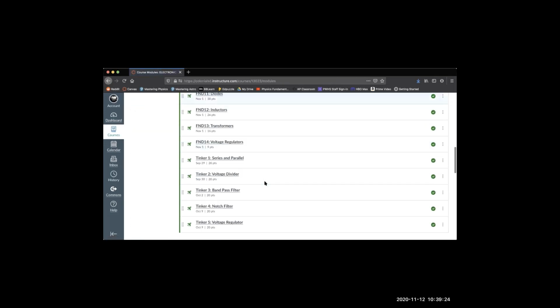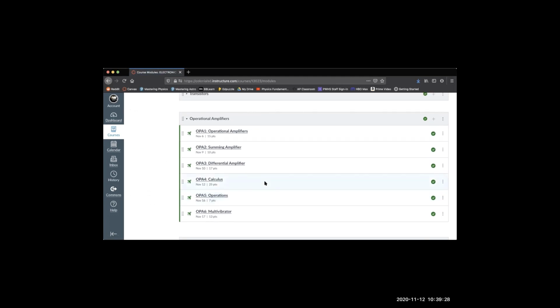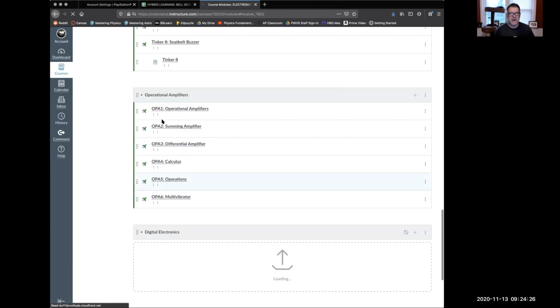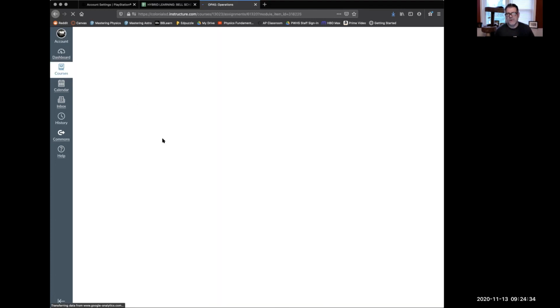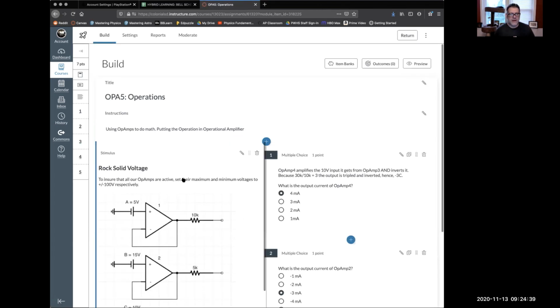That is the end of operational amplifiers 1, 2, 3, and 4. So tomorrow we meet for half an hour, and I can finish off this video by doing operational amplifiers 5 and 6. Starting with operational amplifiers here, I have operational amplifiers 1 through 6. I finished off with 4 calculus there, so I'm going to go to 5 operations and explain all of this.